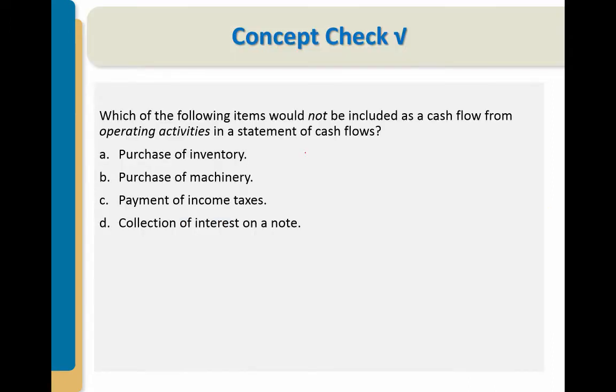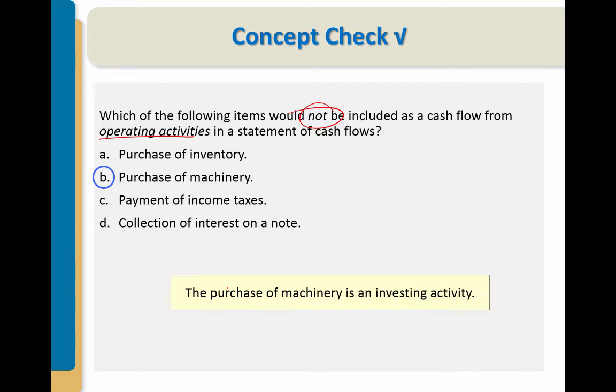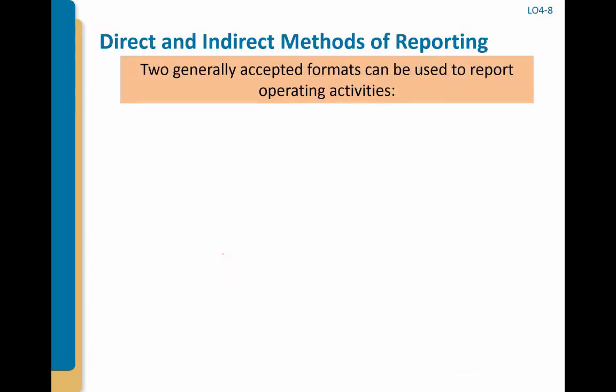So now let's take a pause here and look at this concept check. Which of the following items would not be included as cash flow from operating activities in the statement of cash flows? I'll give you a second to formulate your answer. Hopefully you picked machinery, because that would be in investing activities, which we're going to talk about in a moment.